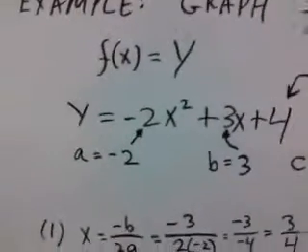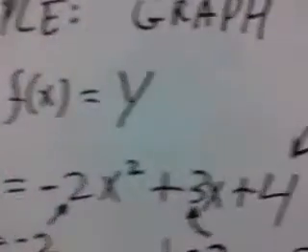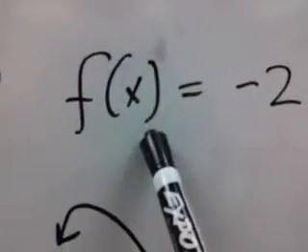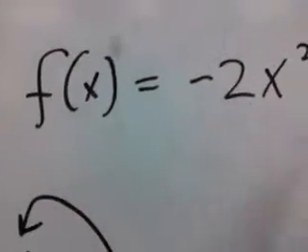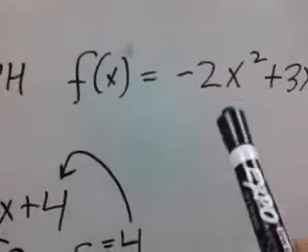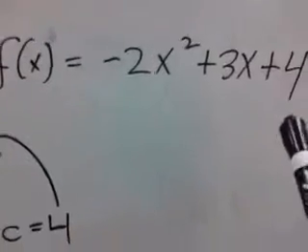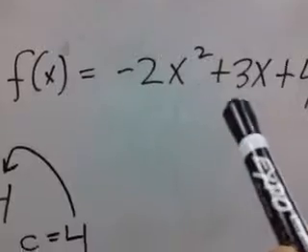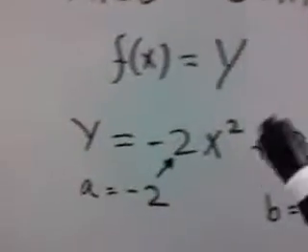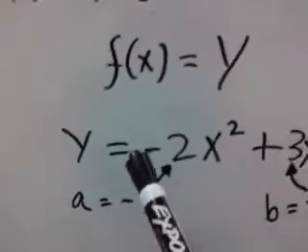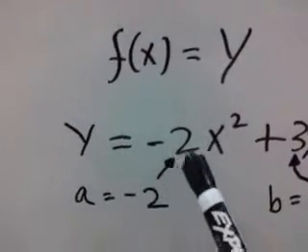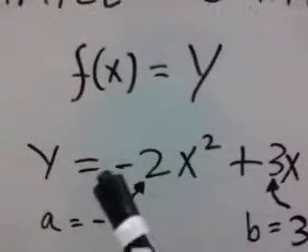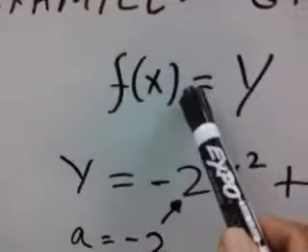And that's what we have here. Also, please notice, f of x means the exact same thing as y. So instead of writing this equation as f of x equals negative 2x squared plus 3x plus 4, we can just write it as y equals negative 2x squared plus 3x plus 4. And that's what we have done here, because y is the exact same thing as f of x.